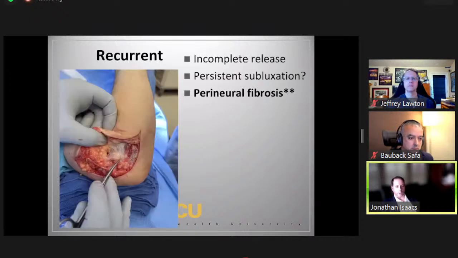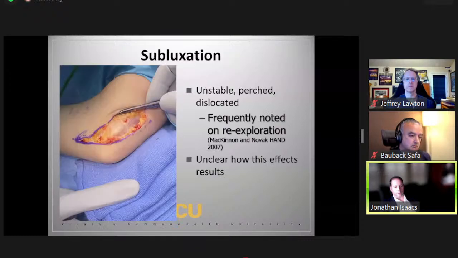And then the third category is the recurrent cubital tunnel. So these are the patients that are better for 3 to 6 months and then come back, or, Bauback's example, they can come back later than that, but this is kind of the classic time frame, 3 to 6 months later, and they say, I was doing pretty good, and I just think it's coming back. Incomplete release, as we mentioned, is a possibility. Persistent subluxation may be a possibility. I think that is difficult to always determine. And the most common etiology, I'm sure, is scarring and perineural fibrosis around the nerve.